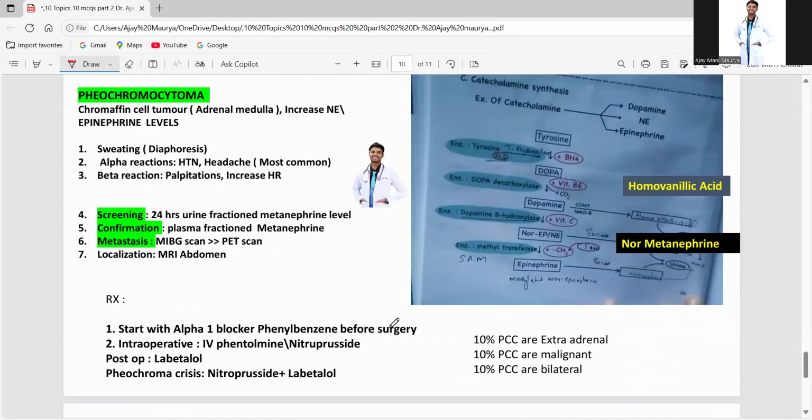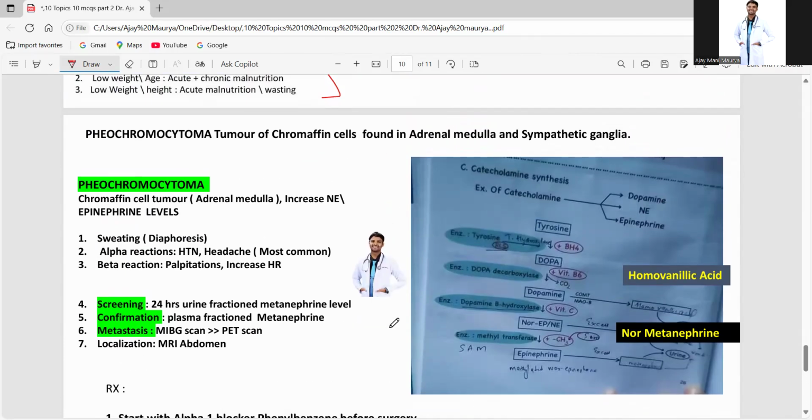Okay, now coming to pheochromocytoma, it is also called paraganglioma, also called chromaffinoma, because pheochromocytoma is a tumor of chromaffin cells, which are found in the adrenal medulla and sympathetic ganglia. So if there is a tumor in the chromaffin cells, it leads to overproduction of epinephrine and norepinephrine.